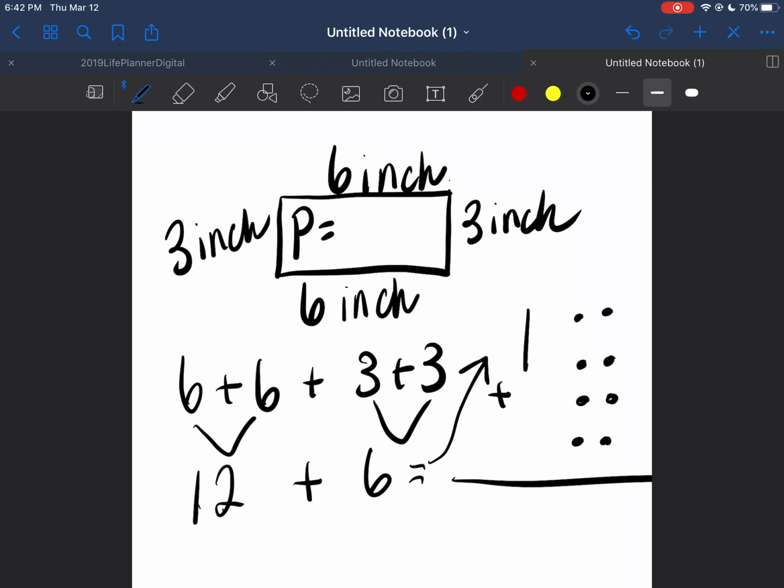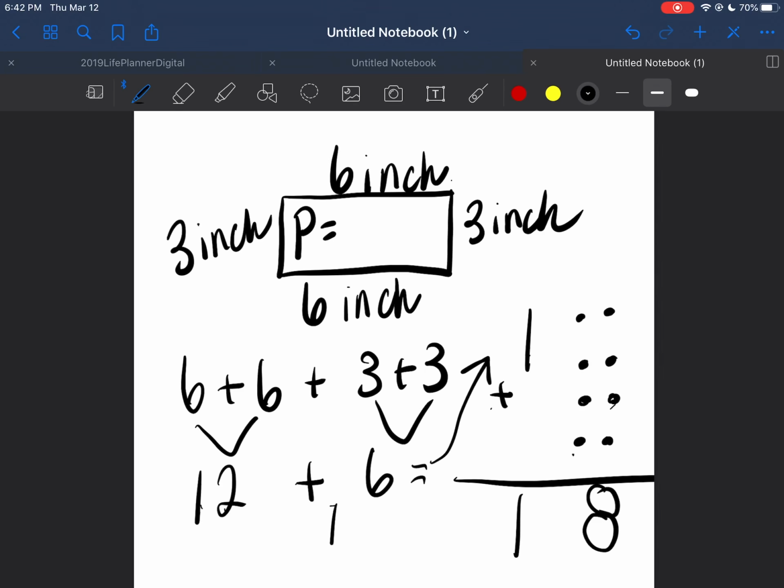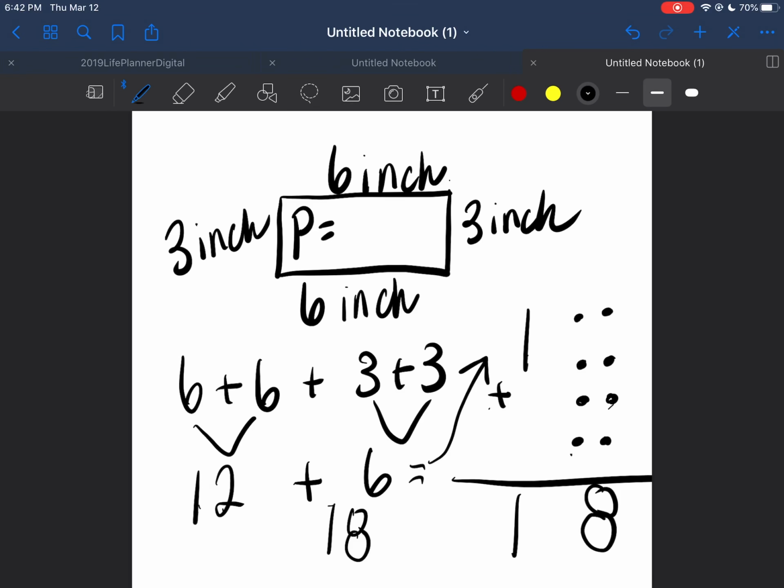What do I always add first? That's right, my 1s. Let's count them. 1, 2, 3, 4, 5, 6, 7, 8. Do I need to regroup? No, because I only have 8 1s. Add my 10s next. 1 plus 0 is 1. 12 plus 6 equals 18, so P must equal 18.